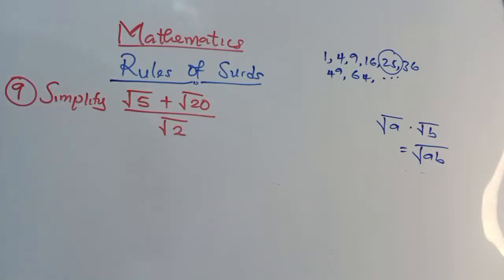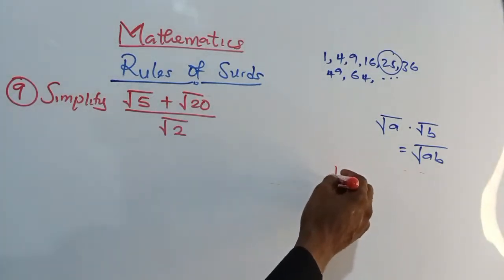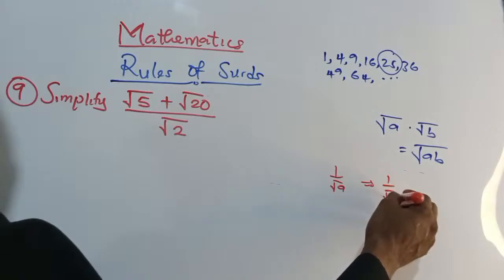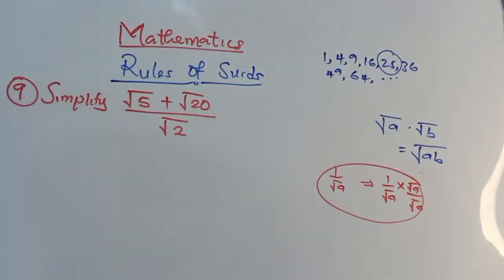So how do we do this? I told us initially that when you have an irrational number as a denominator, we're going to rationalize it. I said that if we have 1 over root a, it becomes 1 over root a times root a over root a. I can say this is one of the laws. That is rationalization. We want to rationalize it.